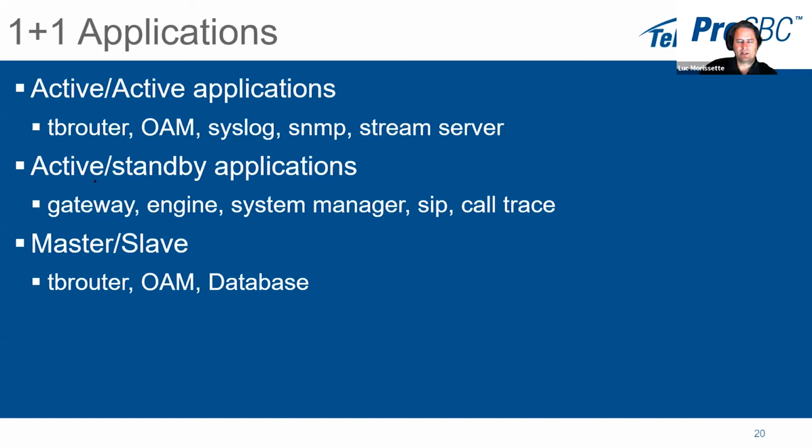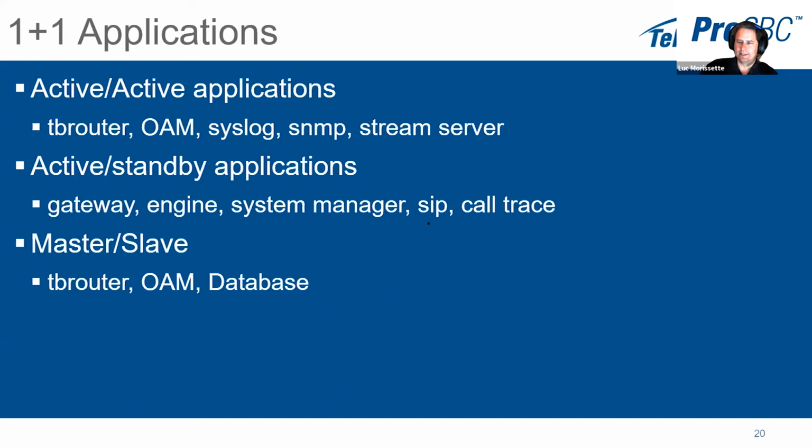You have other applications that work in active standby mode. For example, the gateway application, the application that runs the routing scripts, will run only on one server, and it will be on standby on the other server. All the processing is done on one of these gateway applications. If it ever fails, then the gateway application on the secondary system will take over, resynchronize the active calls that are there, and continue processing. Engine is the same. It will also resynchronize active calls in the system. System manager is the same.